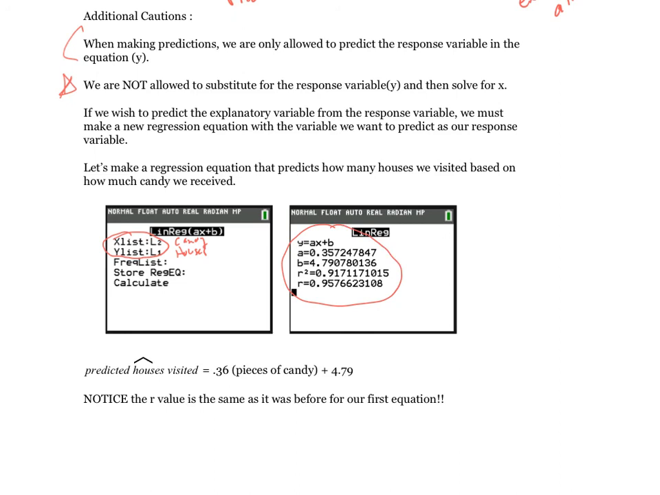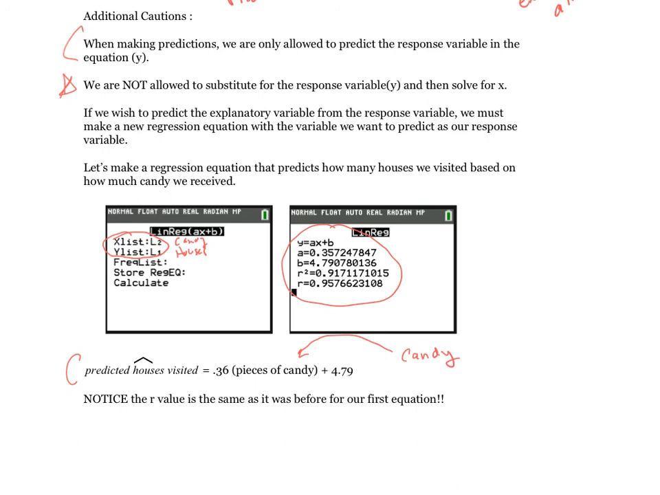So now, if you look at the bottom here, my equation would be predicted houses visited equals 0.36, that's the slope, times the pieces of candy I got plus 4.79. Now I could plug in how much candy I got, and I could predict how many houses I visited. Okay, so you've got to be careful. You're only allowed to plug in values for x.